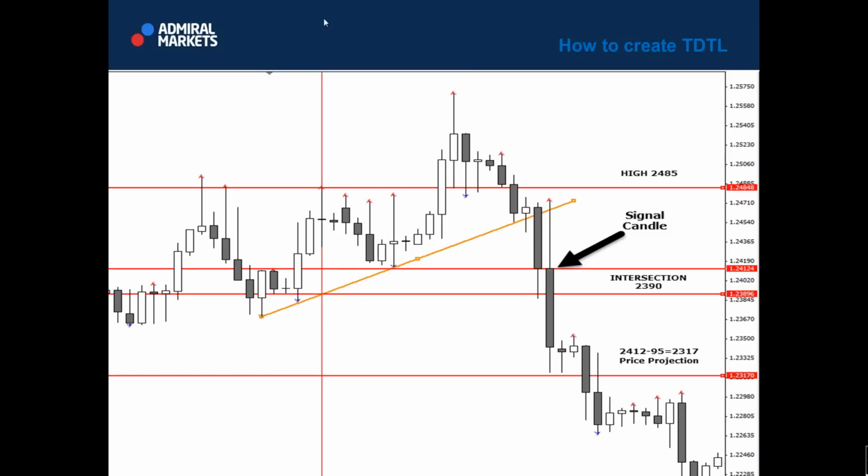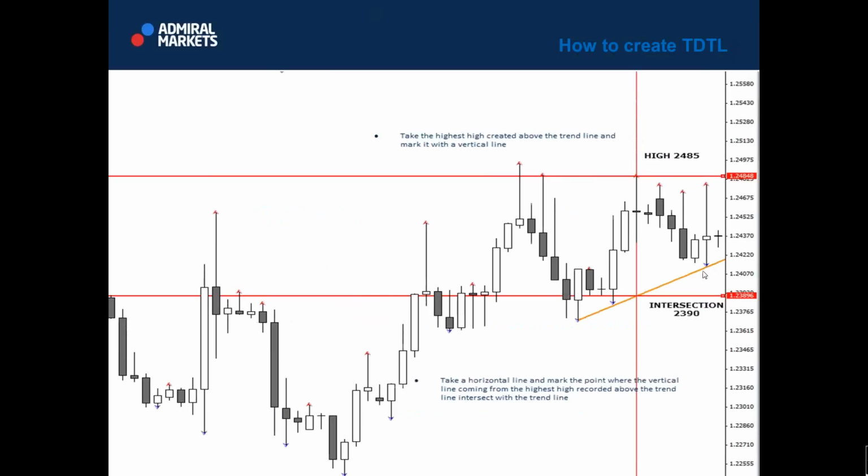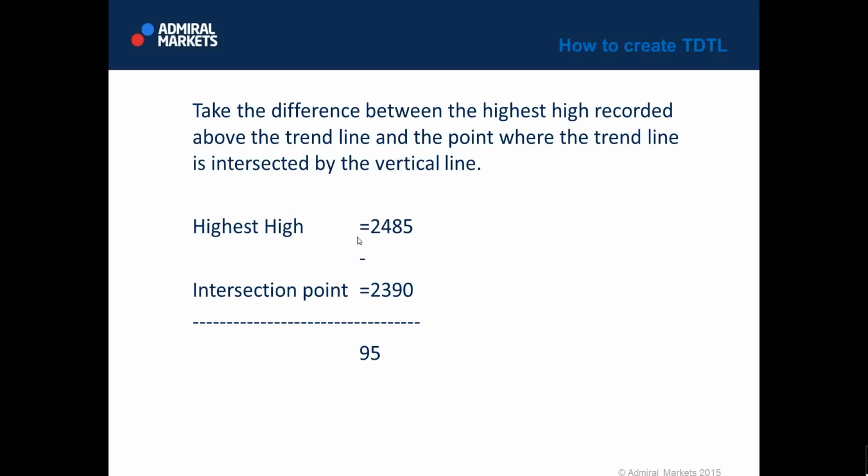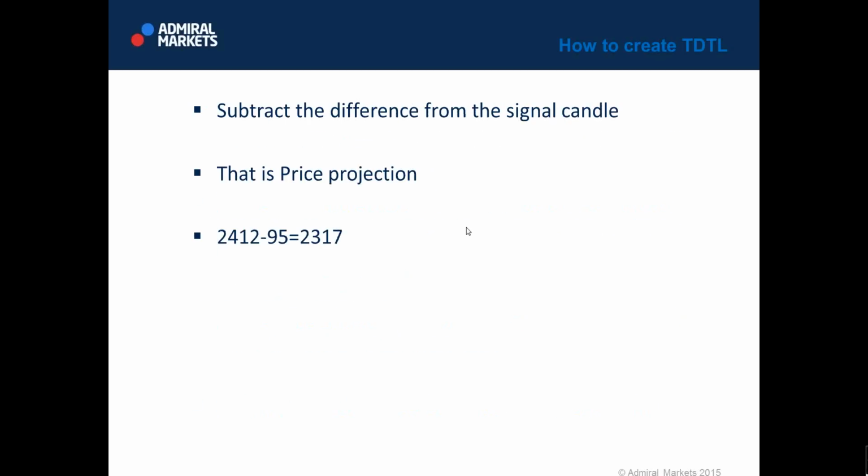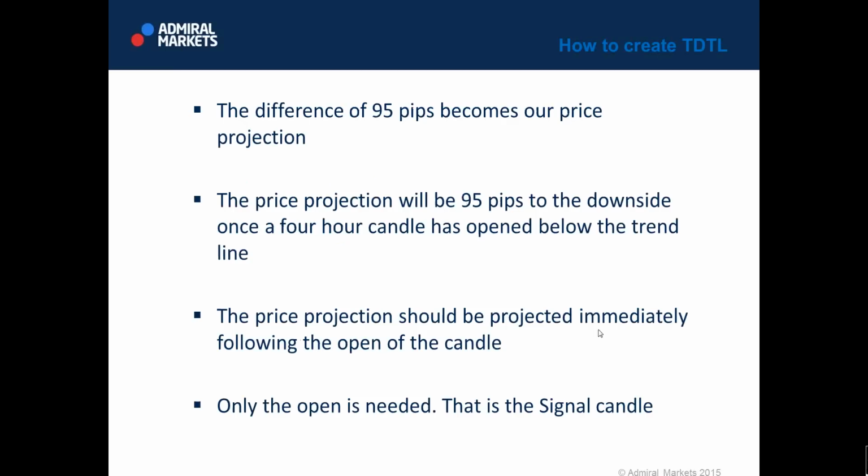Okay, so we had this chart before we started to trade. We marked the high and we marked the intersection point. We calculated the difference between the high and the intersection, which is 95. Then we wait for the candle to open. Once the candle opens, we take the trade, and we immediately determine the target price. Target price is, so it's the difference.